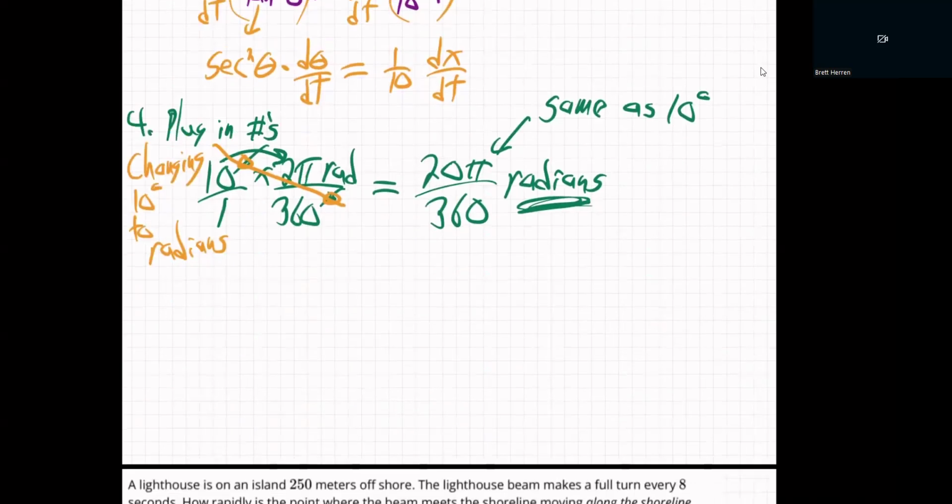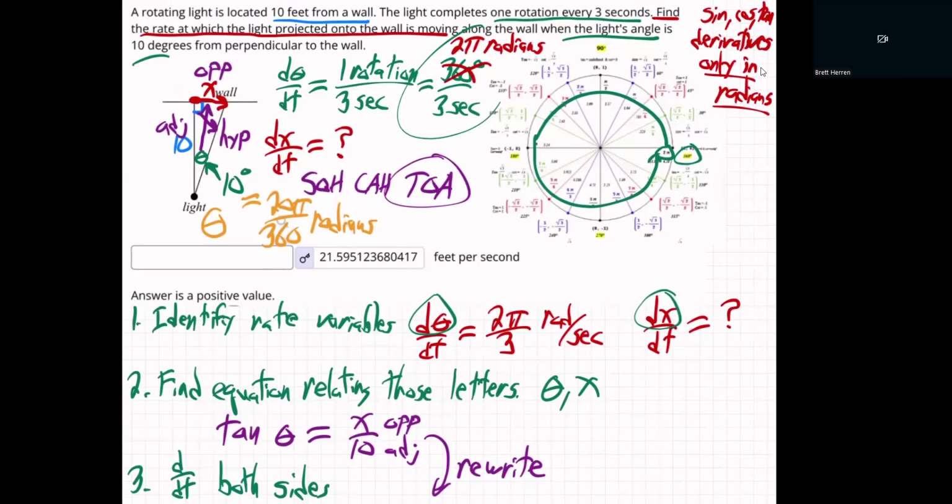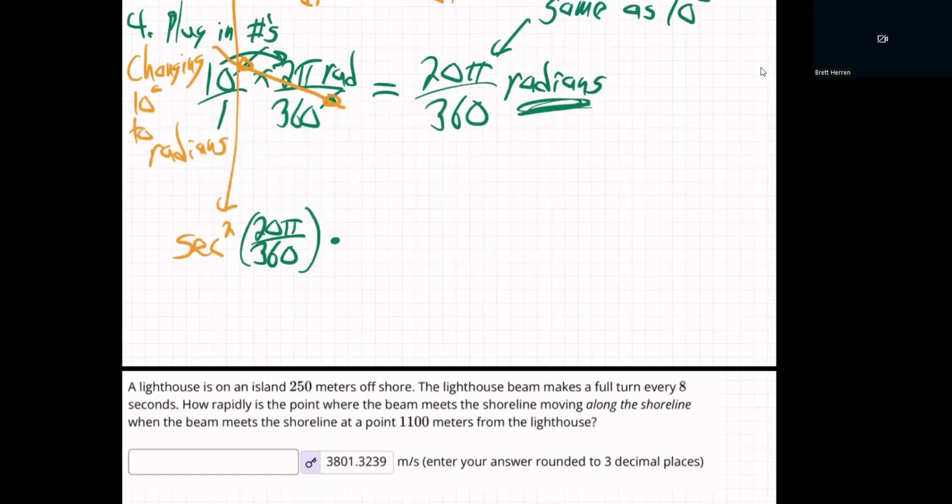Okay, so bringing this baby down here, we have secant squared of, what's my angle? 20 pi over 360 radians times d theta dt. That's up here somewhere, isn't it? D theta dt is 2 pi over 3 radians per second. So I'll put that there.